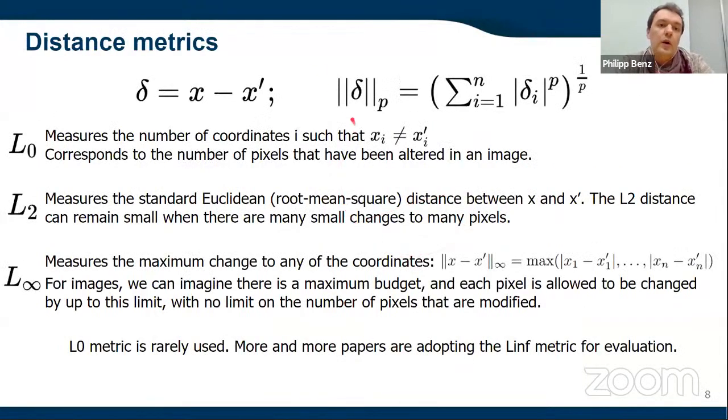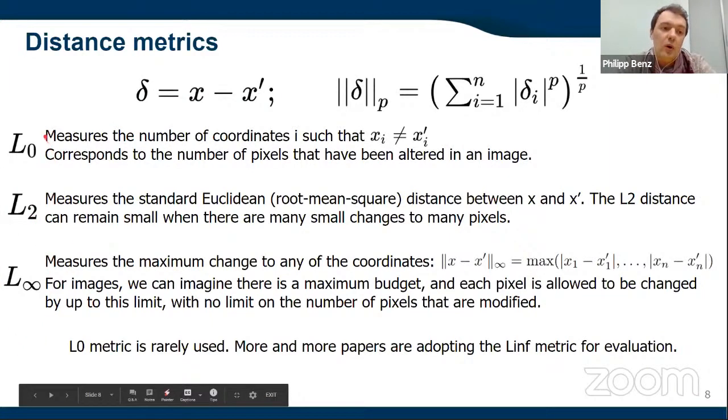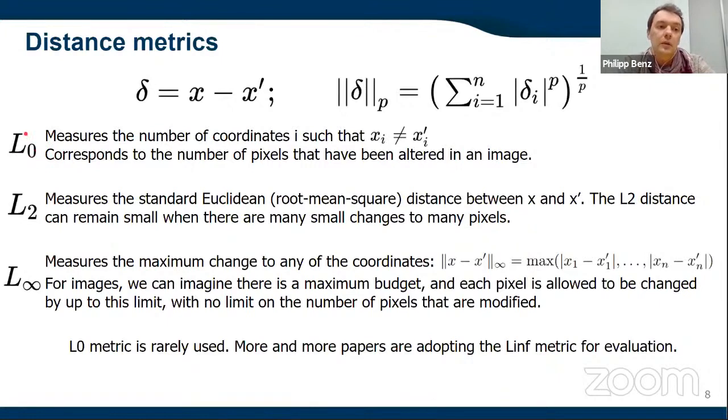And usually to measure these adversarial perturbations, different distance metrics are used in the community. And very simply, they are just the norm over the perturbation. We are mostly seeing the L2 and L infinity norm, but the L1 distance is also often used.